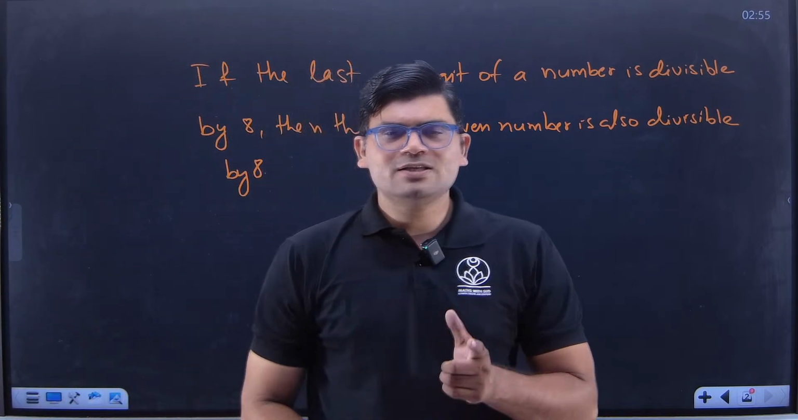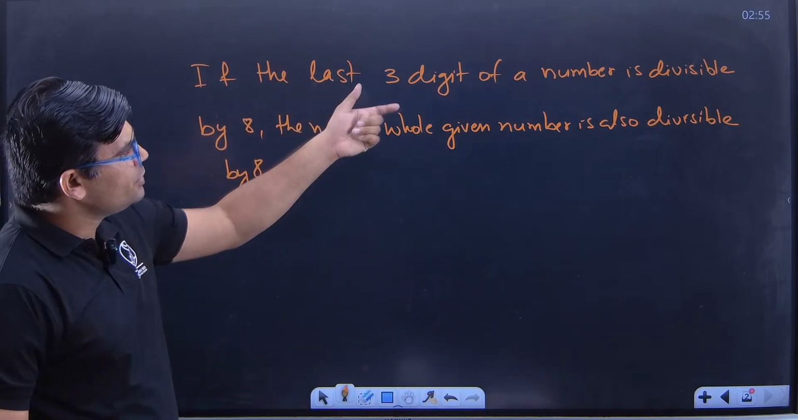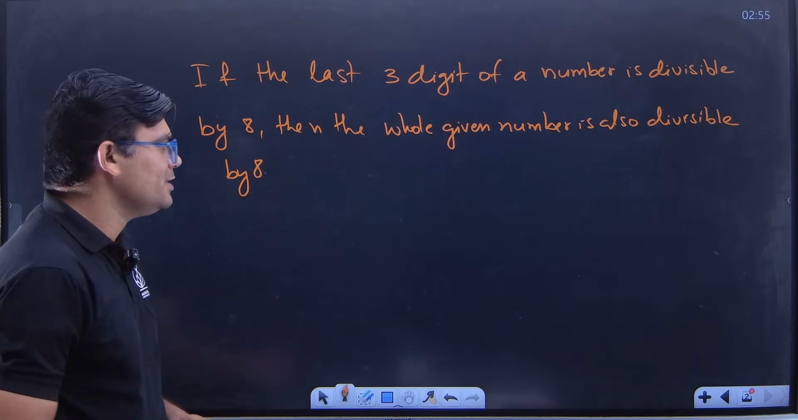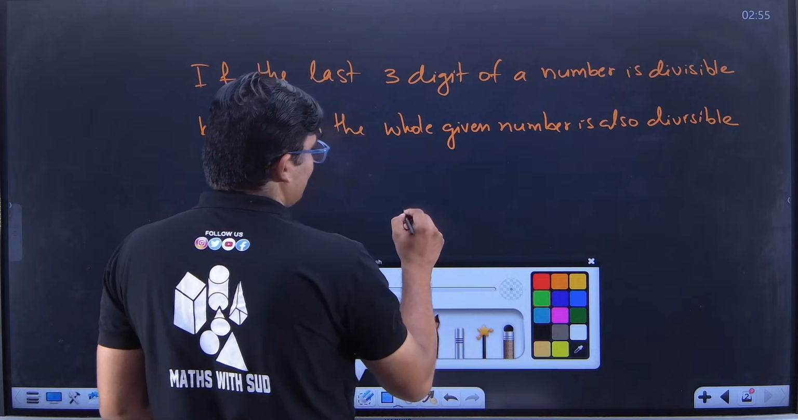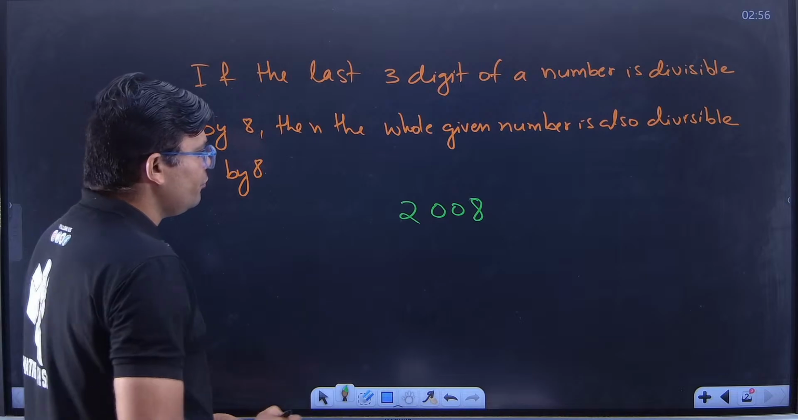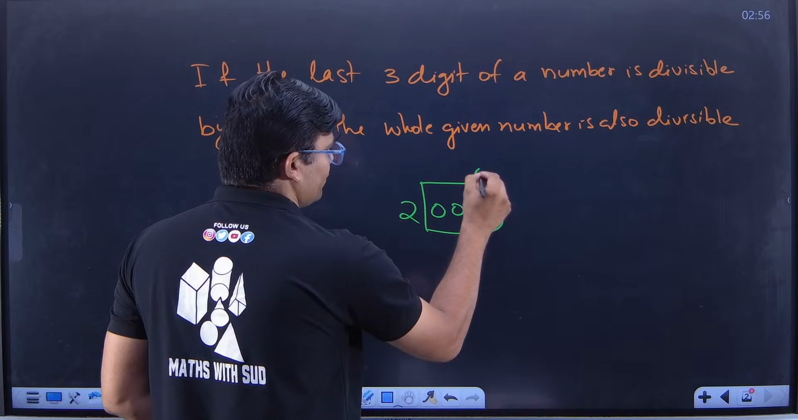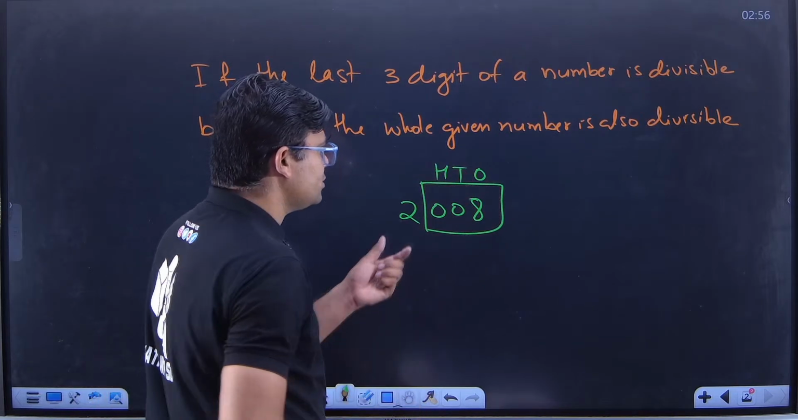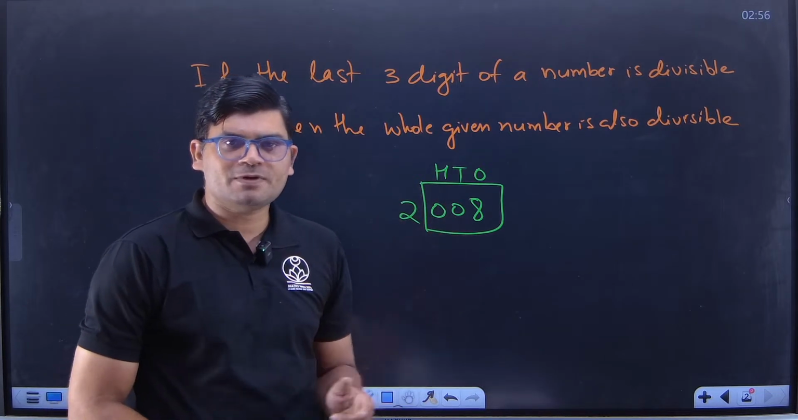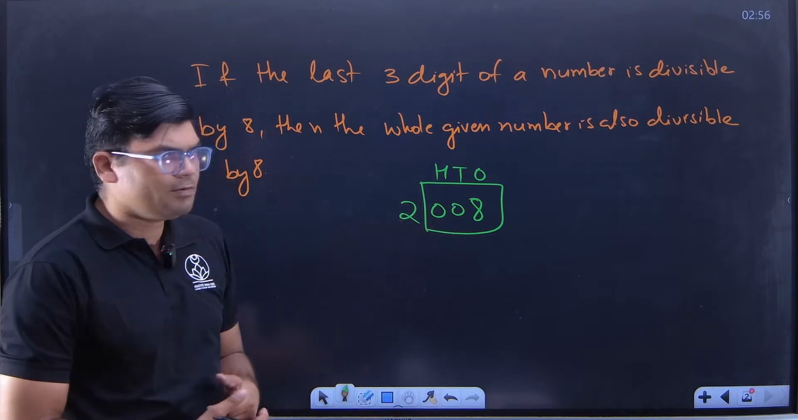So, what is the meaning of the definition that I wrote here? The definition says, if the last three digits of a number are divisible by 8, then the whole given number is also divisible by 8. For example, if I ask you, 2008, is this divisible by 8? You will say the last three digits, that means 008, the digits at the ones place, tens place and hundreds place taken together. So you will say yes, 8 is divisible by 8, so this is also divisible by 8.